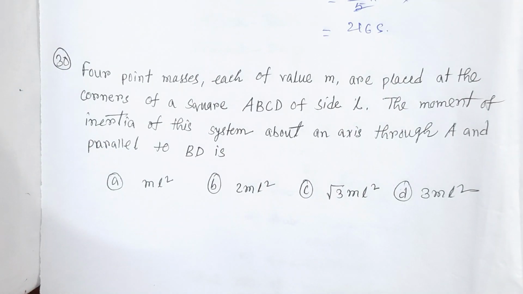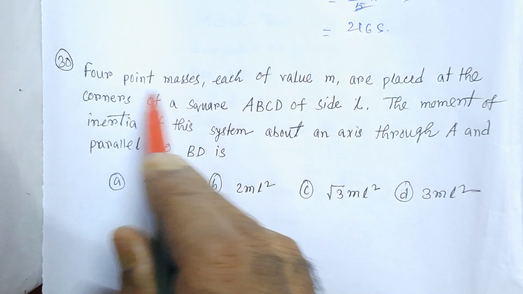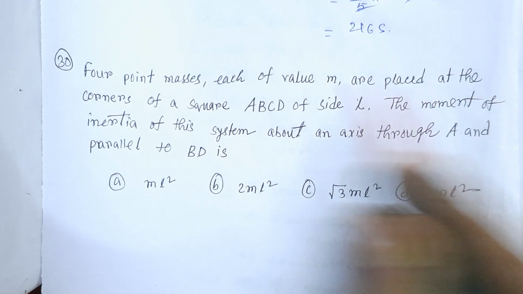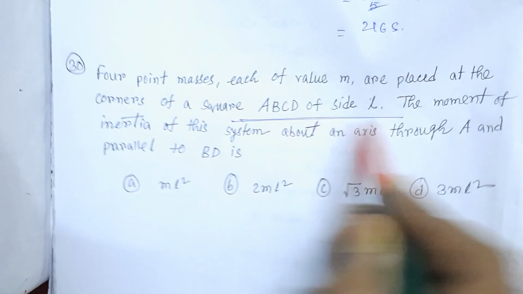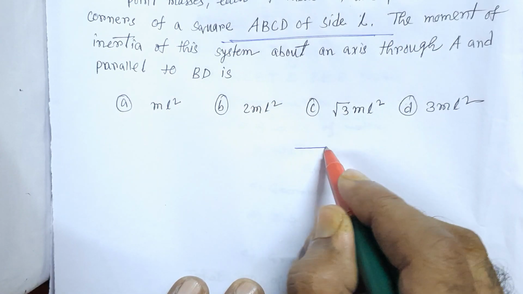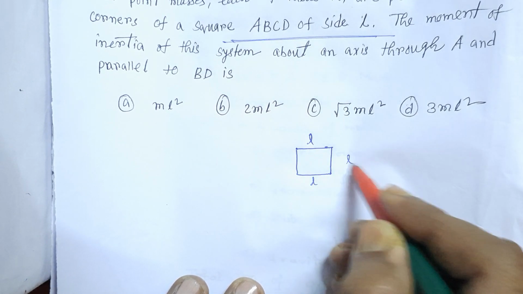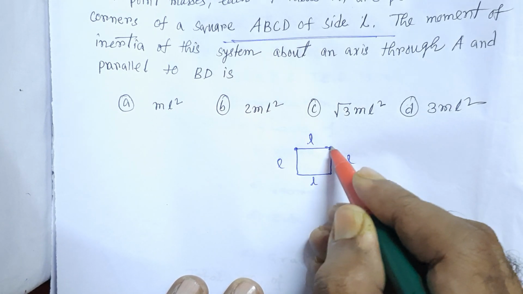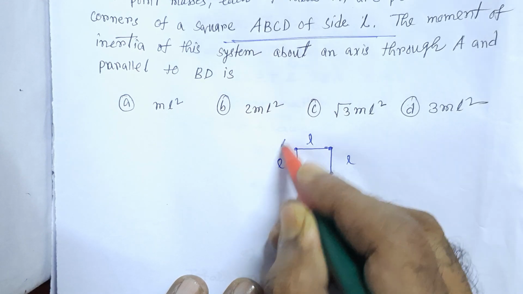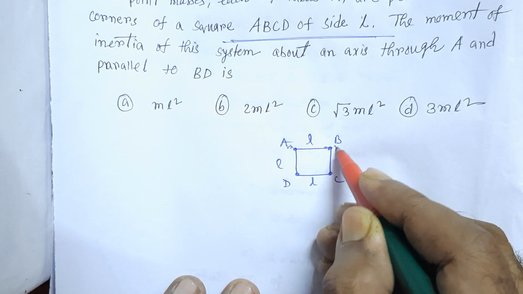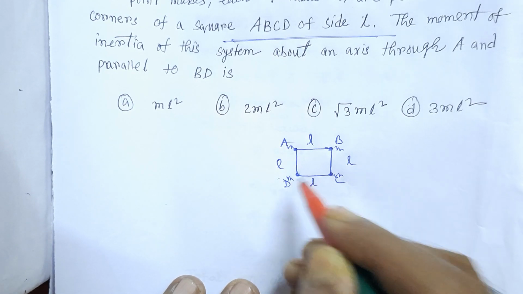Let us take question number 30. In question number 30, we see that 4 point masses, each of value m, are placed at the corners of a square ABCD of side L. We have a square of side L. 4 point masses are situated at the 4 corners of the square. ABCD is the square, 4 masses M are situated at the 4 corners.